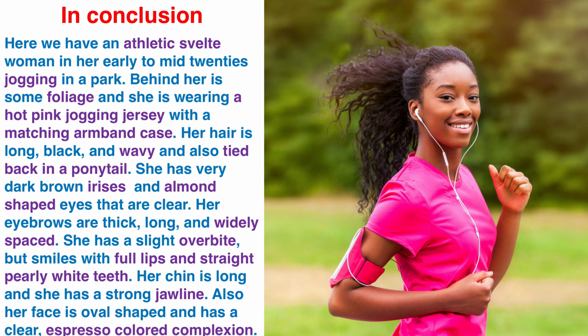So in conclusion, here is a paragraph we could write that describes her appearance. So here we have an athletic, svelte woman in her early to mid-20s jogging in a park. Behind her is some foliage, and she is wearing a hot pink jogging jersey with a matching armband case. Her hair is long, black, and wavy, and also tied back in a ponytail. She has very dark brown irises and almond-shaped eyes that are clear. Her eyebrows are thick, long, and widely spaced.